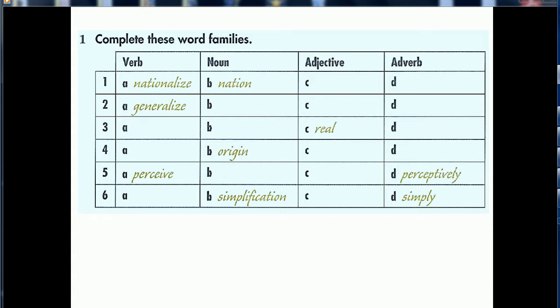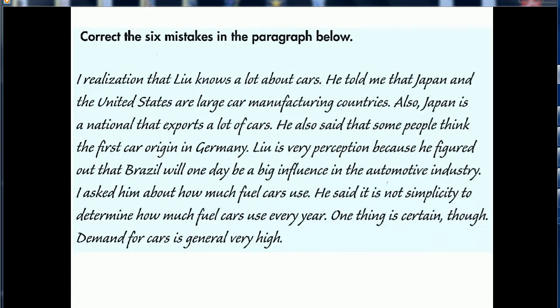So the same is going to be for the next exercise, number 2, and the same for the 3, 4, 5, and 6. I want you to complete the correct word families for each set. Okay, keep going. The next exercise is correct the 6 mistakes in the paragraph below.